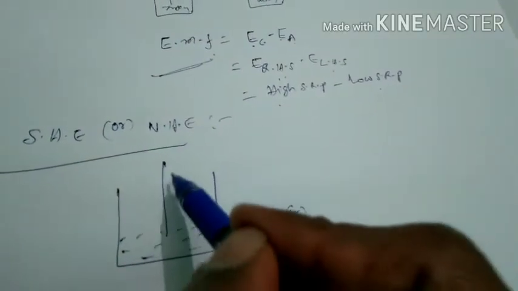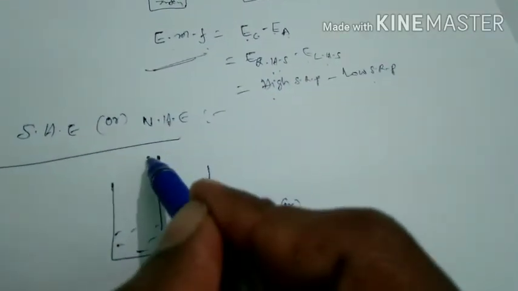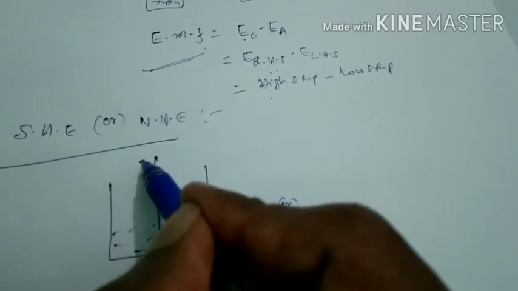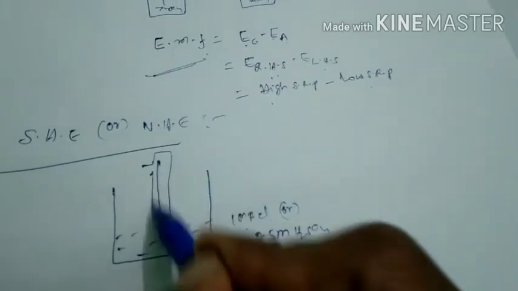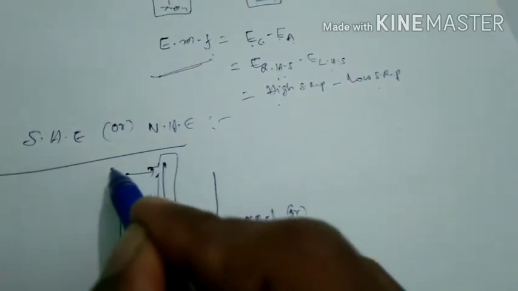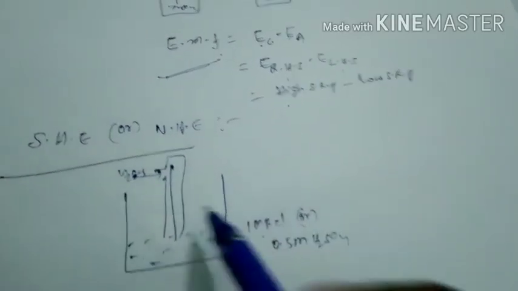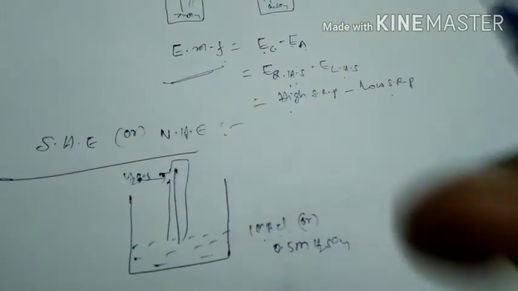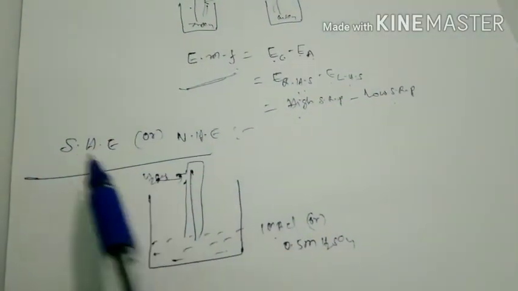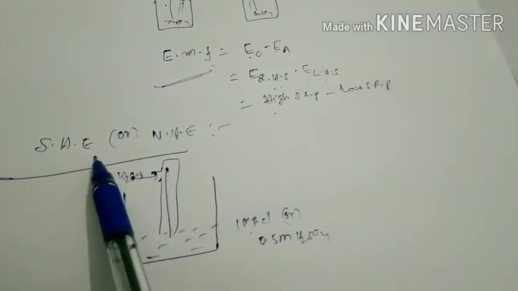That electrode is a platinum rod. Around this we put a glass tube. Through that glass tube we pass hydrogen gas. Then after some time the hydrogen gas exhibits potential. That potential is called the standard hydrogen electrode potential.